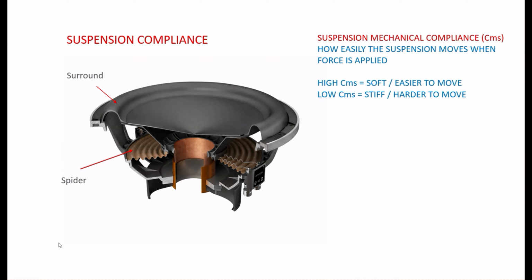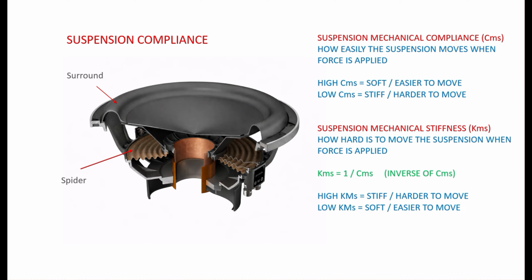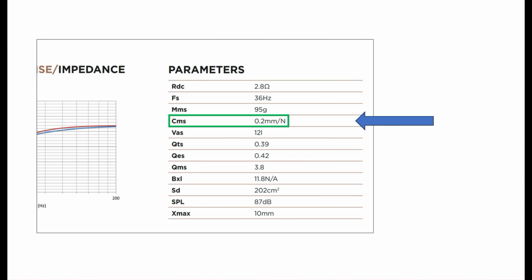A lower CMS doesn't mean that it's softer. It means that it is less compliant, it is stiffer and harder to move. So it feels a bit weird talking about it that way. To me, it feels kind of backwards, but that's the way it is. There just happens to be a term for stiffness. That's called the suspension mechanical stiffness parameter, and that has the shorthand KMS. It's basically the inverse of CMS. A high KMS means it's stiff, a low KMS means it's soft. But you generally don't find KMS on the technical data sheets. You tend to find CMS.